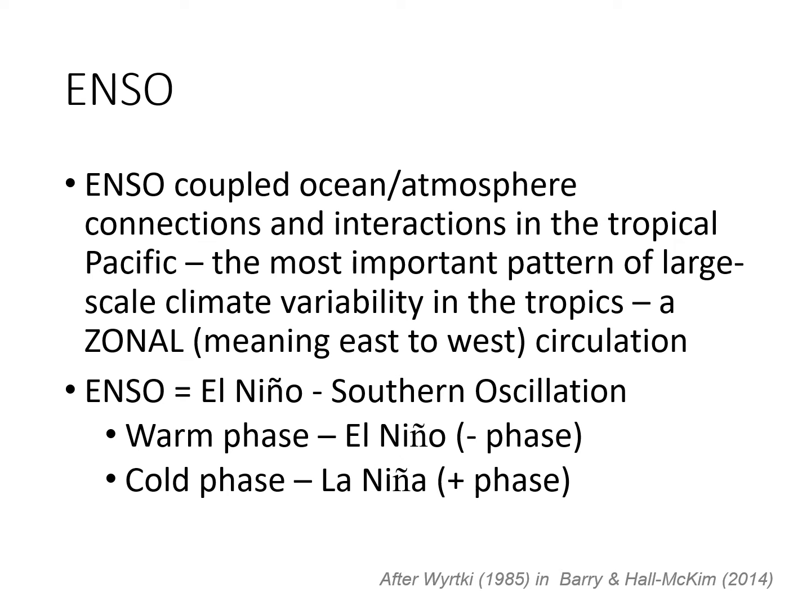The El Niño Southern Oscillation, or ENSO, is a mode of climate variability that occurs every 2 to 7 years in the South Pacific Ocean. The warm or positive phase is called El Niño. The cool or negative phase is called La Niña.